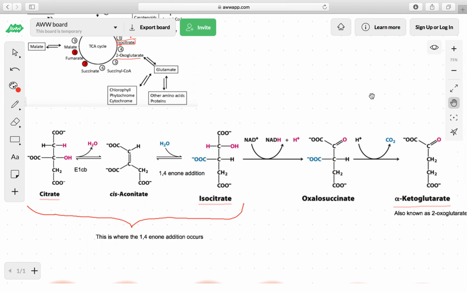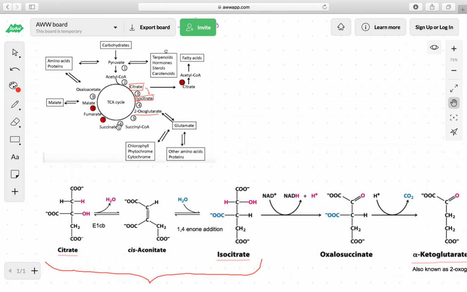So let's just get an overview of what's happening here. In our TCA cycle, there are two things happening. One is that we're forming high-energy electron carriers, so we're converting NAD+ to NADH. The part we're concerned about here is we're also stripping away carbons. So here, 4-carbon oxaloacetate and 2-carbon acetyl-CoA combine to form a 6-carbon citrate. So here there's 1, 2, 3, 4, 5, 6 carbons.